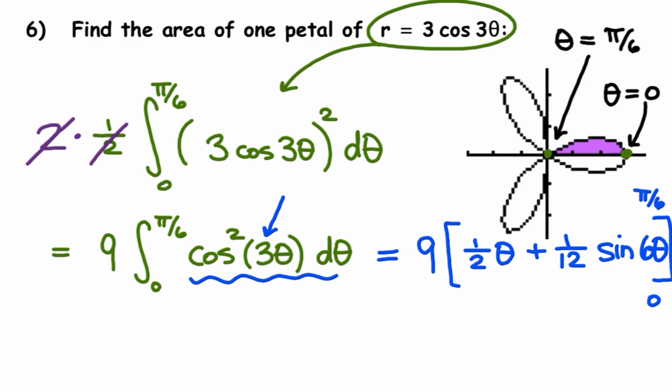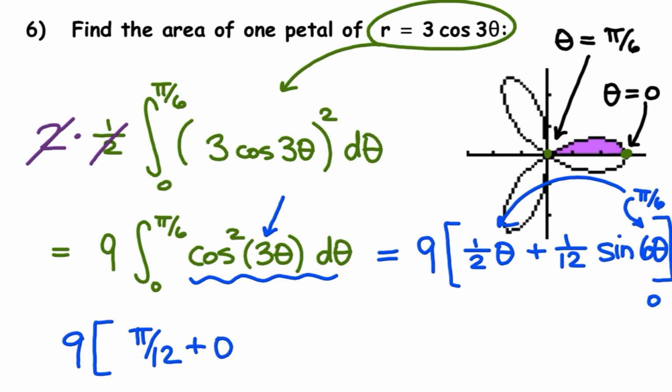Okay, let's try it. Starting with the 9. In with the pi over 6. Half of pi over 6, of course, is pi over 12. When you put the pi over 6 here, you get sine of pi, which is 0. Putting the zeros in will give you a pair of zeros as well. So it's simply going to be 9 pi over 12, and 9 pi over 12 will reduce to 3 pi over 4, and that will be the area of the full rose petal.